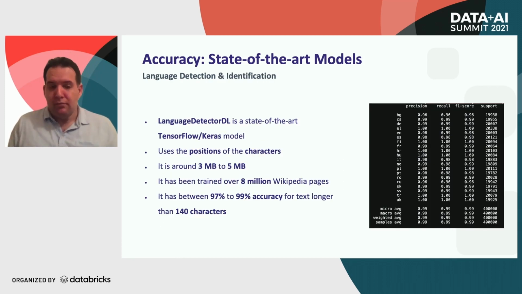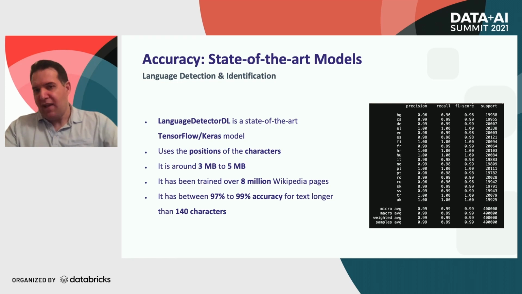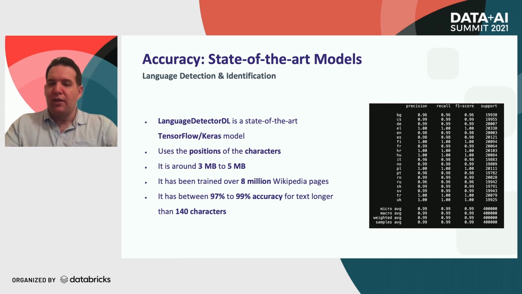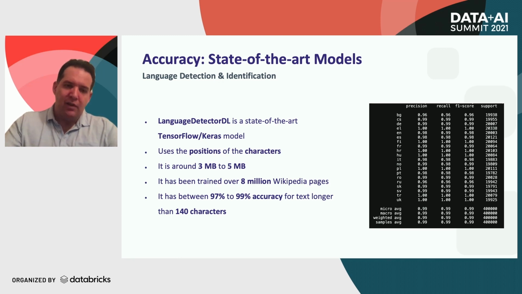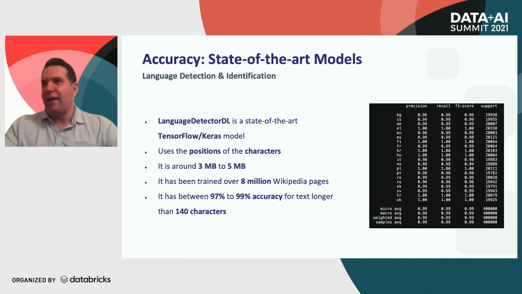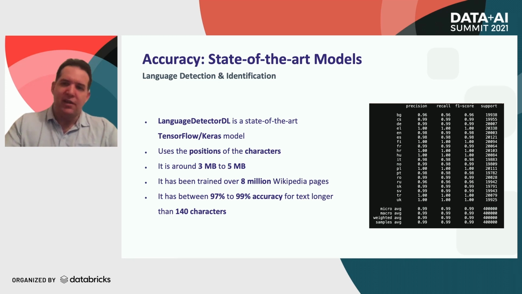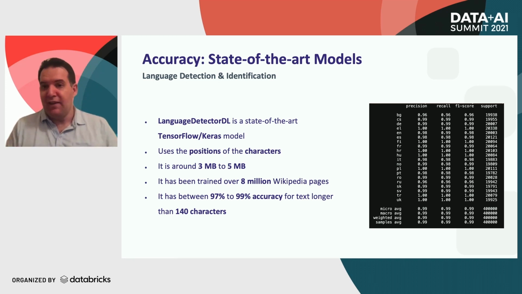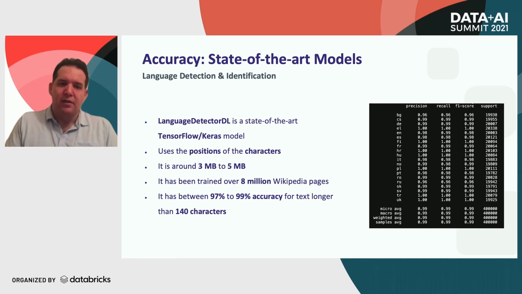Another state-of-the-art model that comes out of the box is a language classifier. The language detector DL comes with different pre-trained models, the largest one being able to detect 375 different languages. Smaller ones can do, I think, 175, 180, 20, 60. So it really depends on what your use case is.